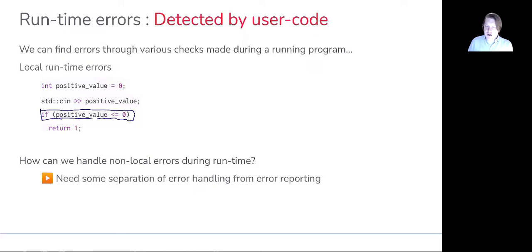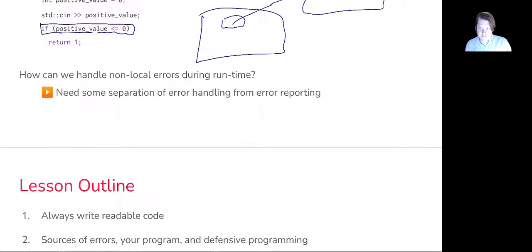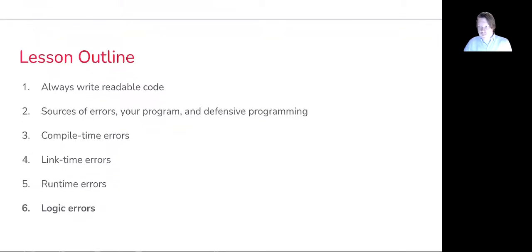Now, the big question is, how do we address non-local errors? Let's say we're in a function, we call some other function, and an error occurs there. How do we handle that error? What we'll see is that with exceptions, we allow the reporting of that error to be separated from the handling, which was not the case in the local runtime error that we just discussed. So we'll see that exceptions are going to be a very, very powerful tool at our disposal.